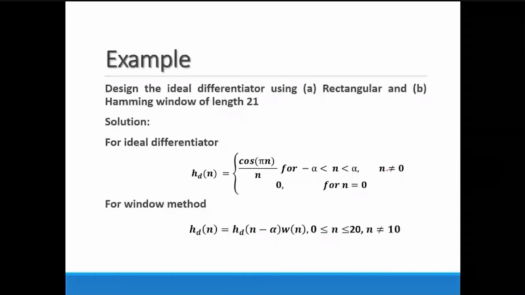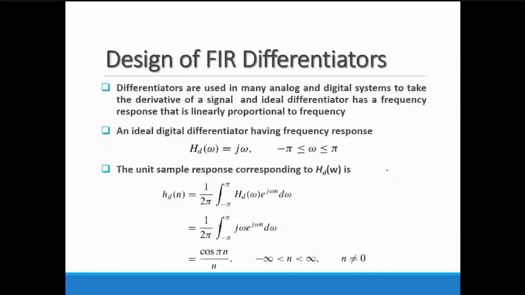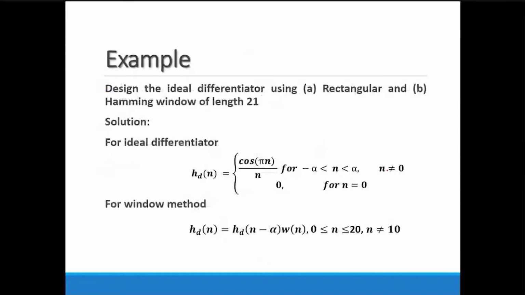This is a very easy theory. You only have to utilize this equation, and along with this you have to utilize the window function. The first problem is: design the ideal differentiator using rectangular and Hamming window of length 21. I repeat the statement on your screen: design the ideal differentiator using rectangular and Hamming window of length 21.